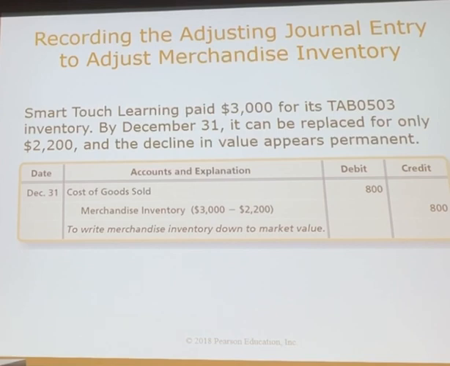Now, let's say in the next accounting period that the cost of the inventory goes back up. You never write up the value of the inventory. You only write it down. It's a one-way street. You write down, but you don't write up. And again, that's an example of the principle of conservatism. You want to be conservative in the way you report all of your values on the balance sheet.